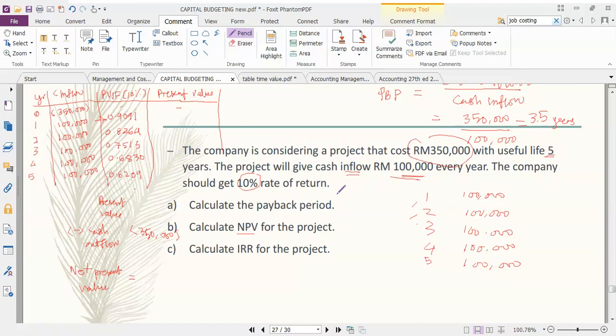The total net present value? I don't think that is the correct answer. Please try again. How much is the present value after you multiply and then you add on all the present value for the first until fifth year? What is the total present value?